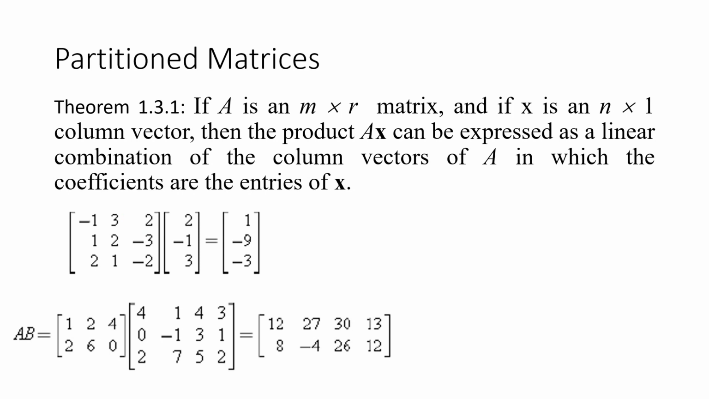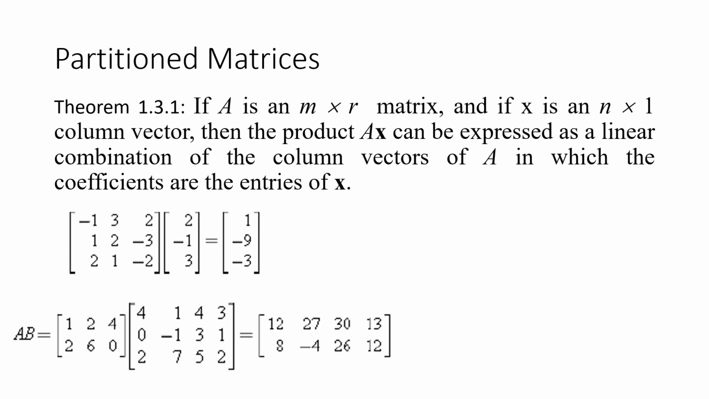So we have here Theorem 3.1.3. If matrix A is an m by n matrix, and if X is an n by 1 column vector, then the product AX can be expressed as a linear combination of the column vectors of A in which the coefficients are the entries of X. So we have an example.